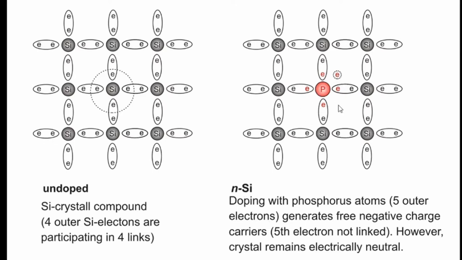Don't mix it up, that it is negatively charged. That's not the case, because even if you have five outer electrons here, you also have five positive charges at the phosphorus atom, at the core of the phosphorus atom.